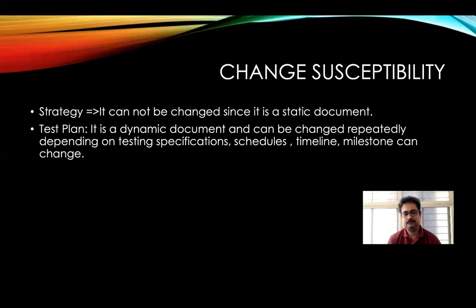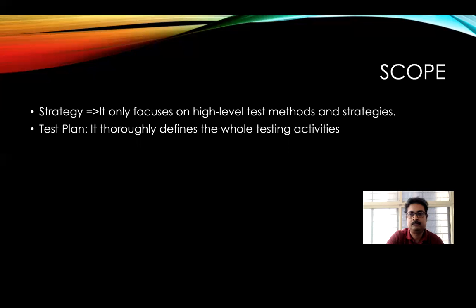Change susceptibility. Strategy is a kind of static document. Once it's decided at the organization level, strategy will remain the same. It may undergo changes, but more or less it will remain the same. But test plan is a dynamic document because it will change depending on the testing specifications. Schedules and timelines may change, right? Milestones may change. So all of these make it a dynamic document that is continuously updated.